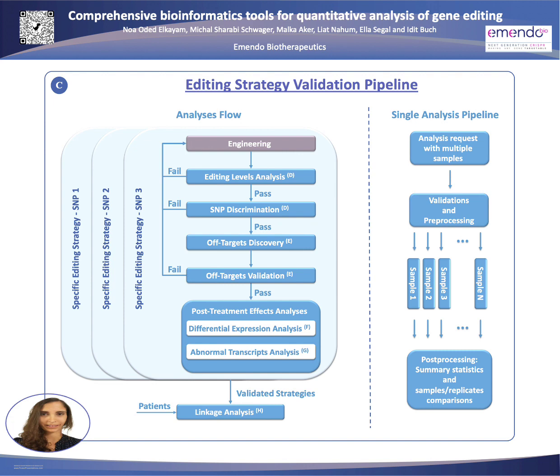If you look at the left scheme, we show here 3 strategies targeting 3 different SNPs on the desired indication. The best nuclease is engineered for each editing strategy, and we want to validate it works efficiently with no risk for the patients. Note that each step in the pipeline that reports bad efficiency or risk reverts to the engineering step. We start by checking the editing efficiency of our target and continue to validate the SNP discrimination.